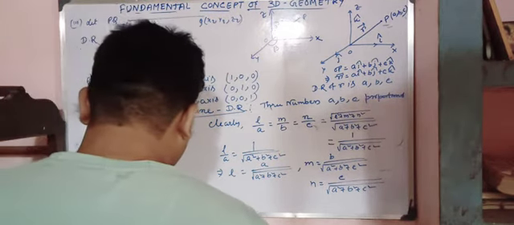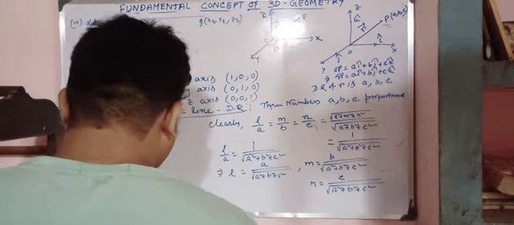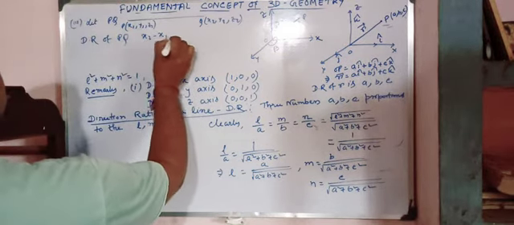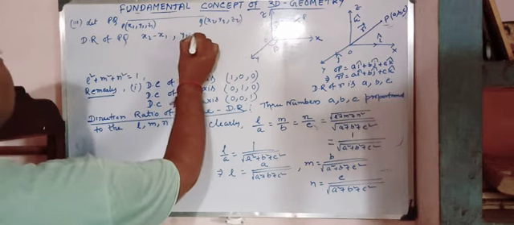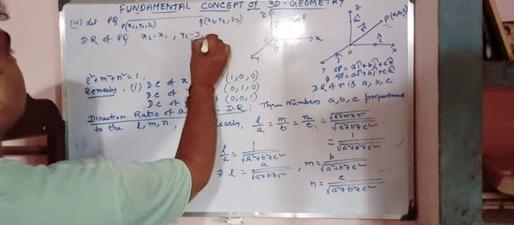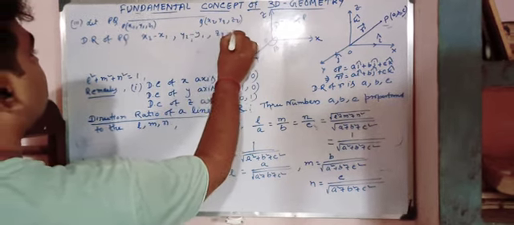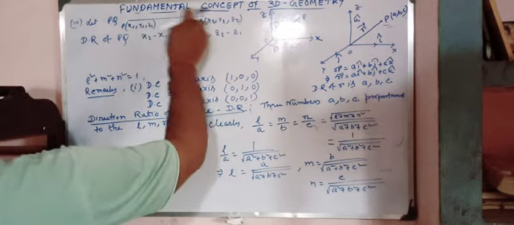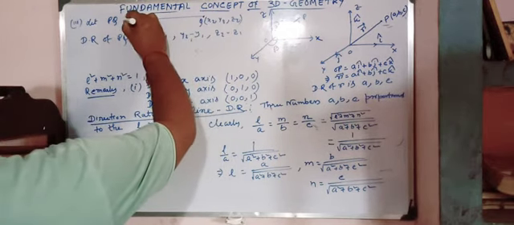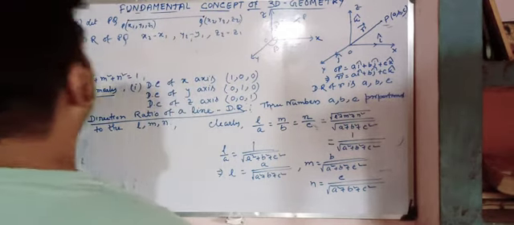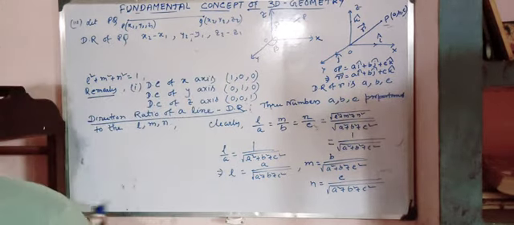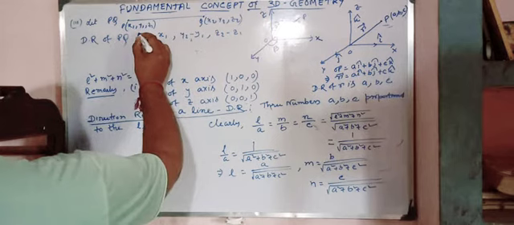The direction ratio of PQ should be x2 minus x1, y2 minus y1, and z2 minus z1. So that was my direction ratio of PQ. Understood, if the coordinates of the points of a line are given, the direction ratio can be found with this formula. These are the direction ratios.